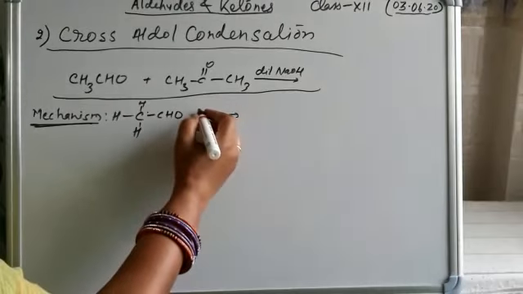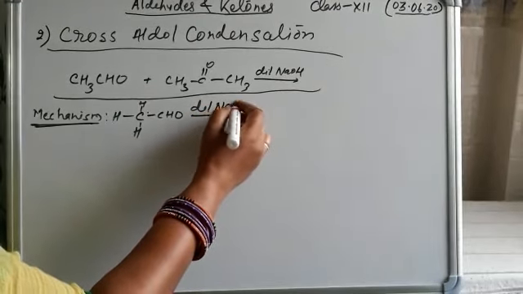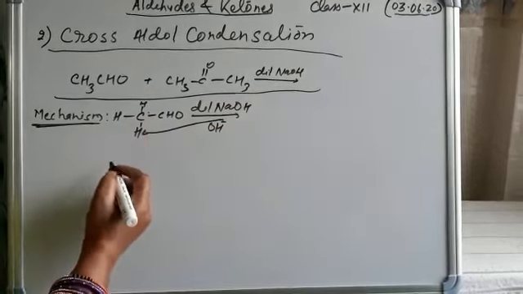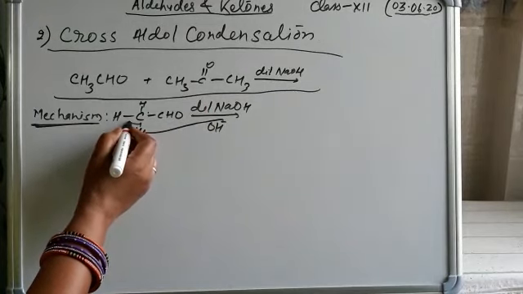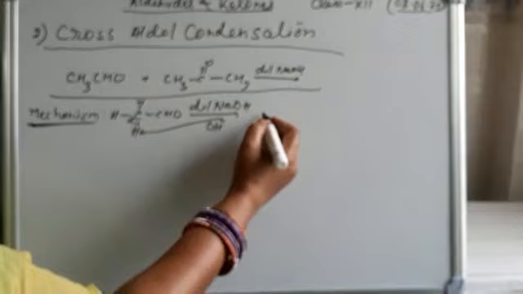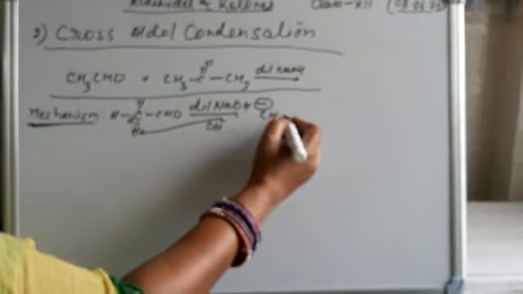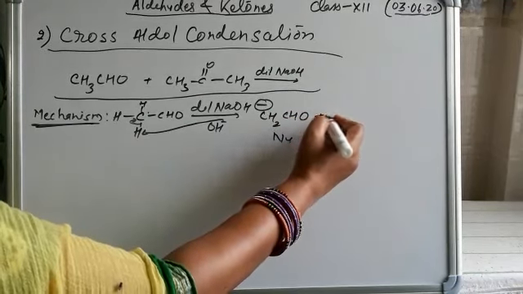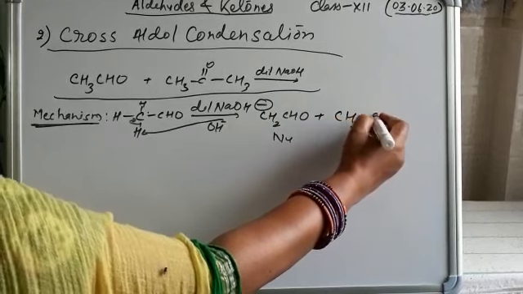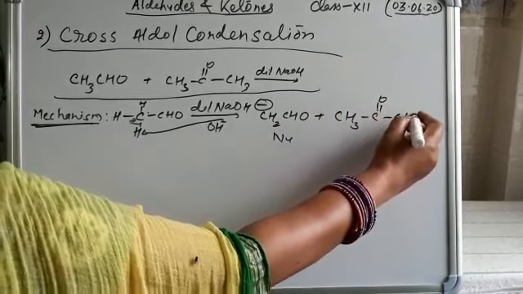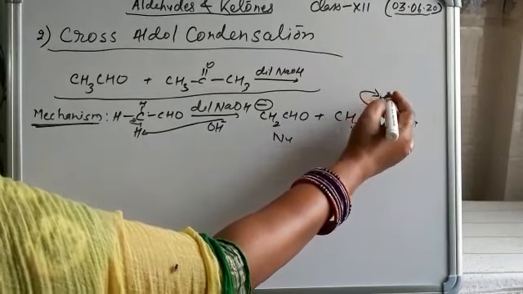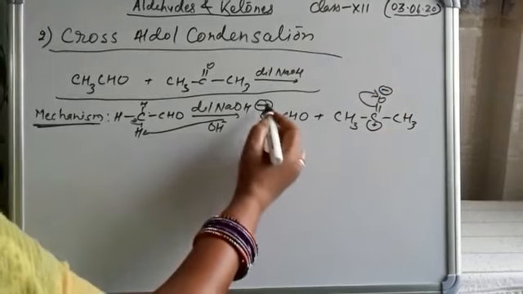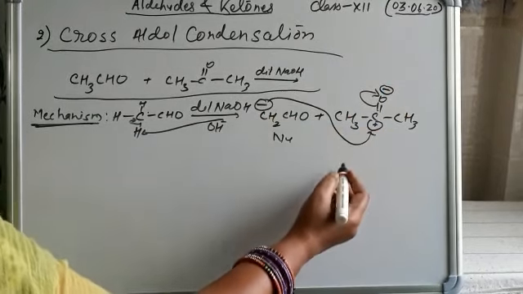And in presence of dilute NaOH, OH ion takes this proton and both the electrons shift towards this carbon. So formation of nucleophile takes place. At first, formation of nucleophile. What happens when this nucleophile is treated with CH3CHO? This pi electron shifts, so here will be negative charge formed and here will be positive. So this nucleophile goes on to the carbon.